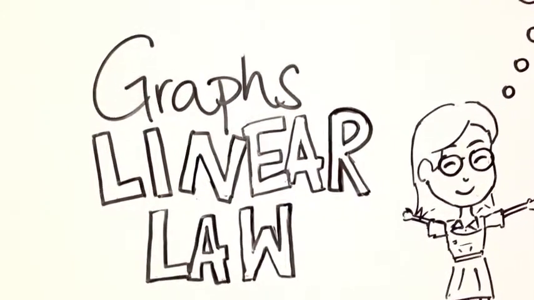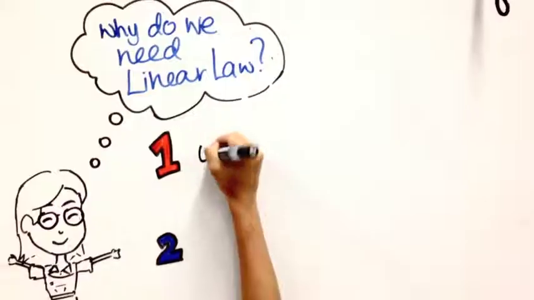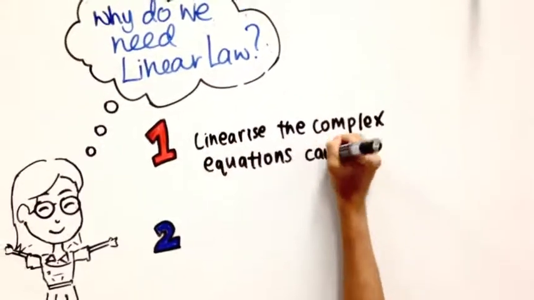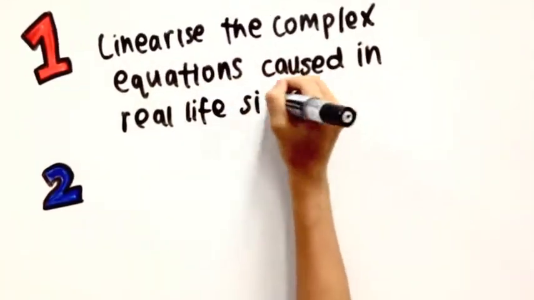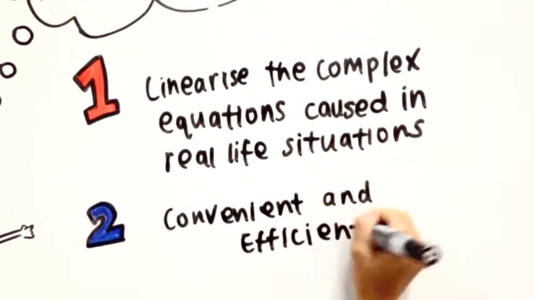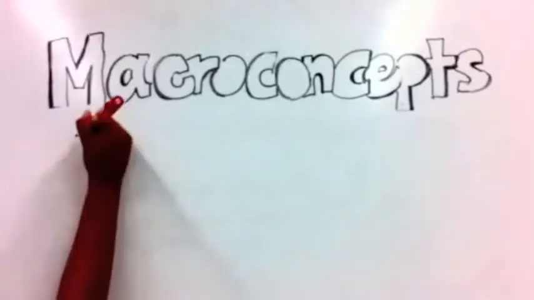In this video, we'll be summarizing graphical transformation, specifically linear law. Linear law is important because it simplifies complex mathematical relationships into straight line graphs to make it easier to analyze and interpret. This makes it more convenient and efficient as opposed to curves that can be difficult to analyze.